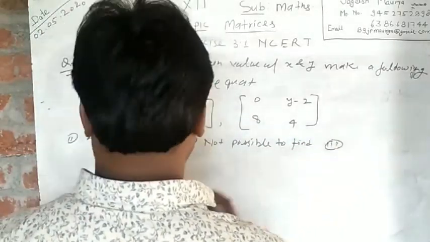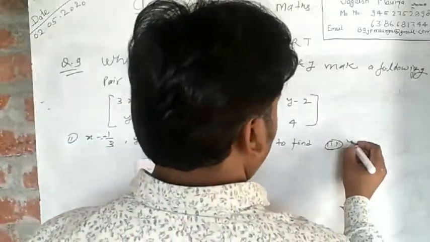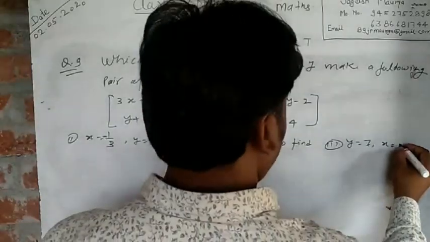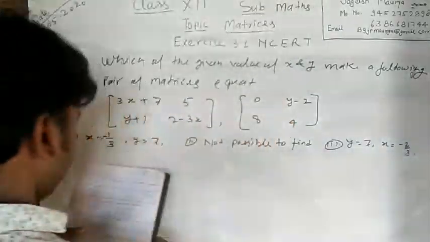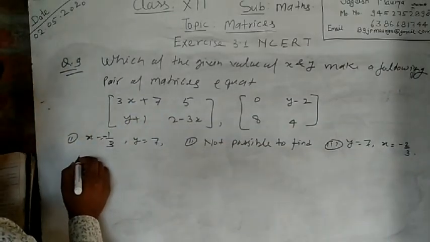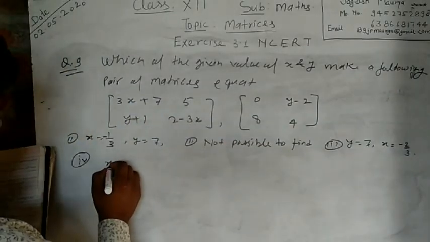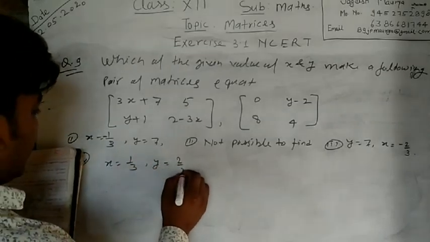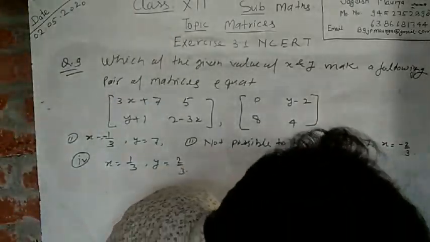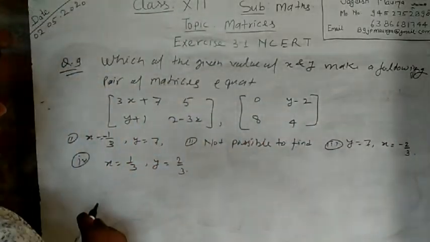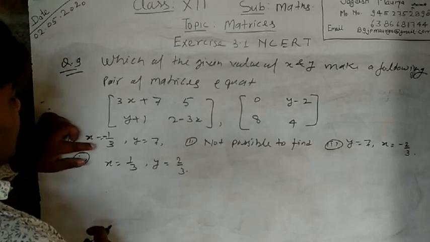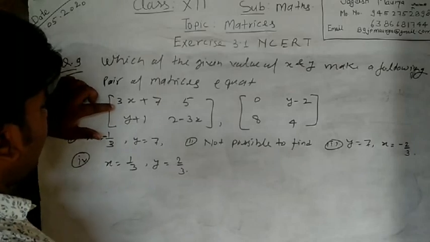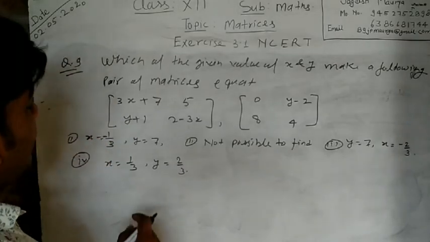Third option is given, y equal to 7 and x equal to minus 2 by 3. And fourth option is given, x equal to 1 by 3 and y equal to 2 by 3. If we consider first option is correct here, then x equal to minus 1 by 3 and y equal to 7.